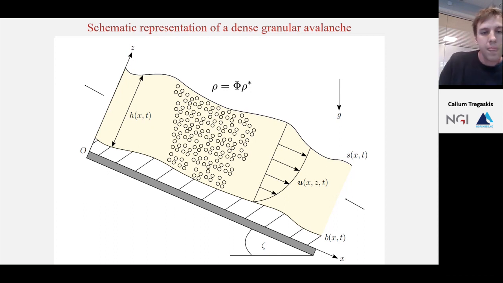So we have these sorts of properties that we're going to need to model. We need to model how the basal topography changes, but we have a free surface. We then need to describe the thickness of the avalanche, which here is described as H. And then we have the material properties of the flow, for instance, the density and how that is made up. So there's a sort of intrinsic density of all the grains that make up the avalanche, and then how much space is surrounding them.